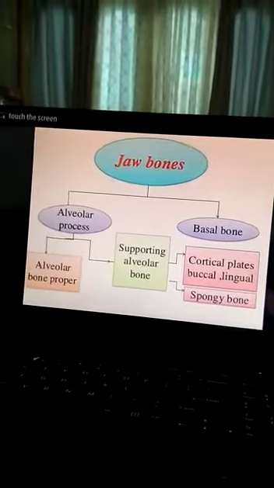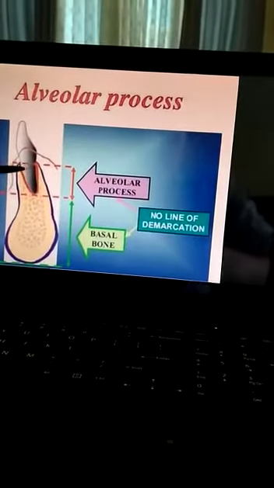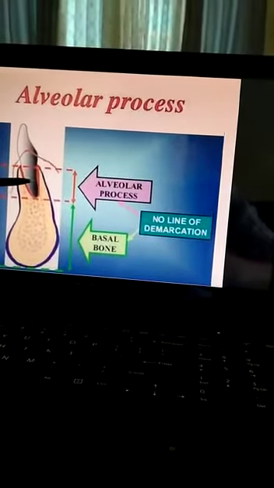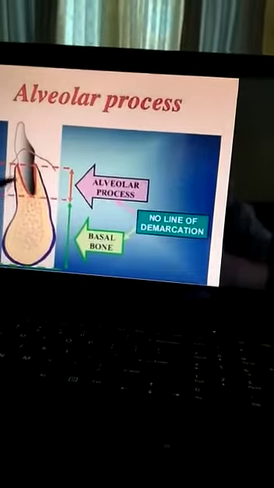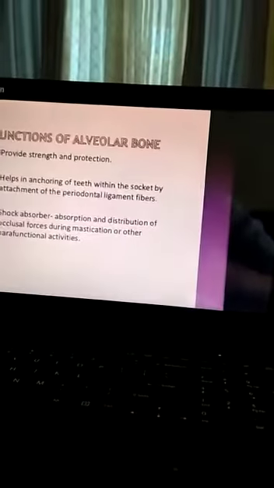Alveolar process. Here in this diagram, you can see this portion is called the alveolar process, and below the alveolar process, this portion is called basal bone.